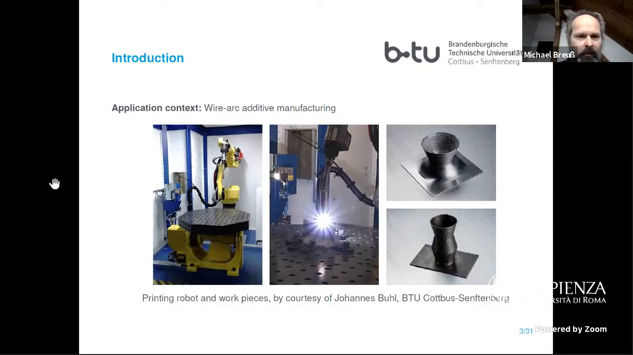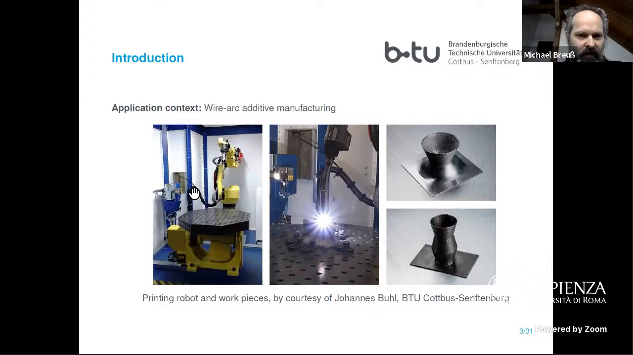Okay. So the starting point of our investigation was wire arc additive manufacturing. Everything I tell you is not necessarily limited to this. It is about printing metal, printing hot metal. You can also imagine having a powder bed and a laser going over it. But we started with wire arc additive manufacturing.